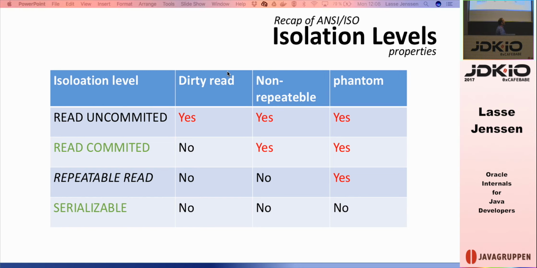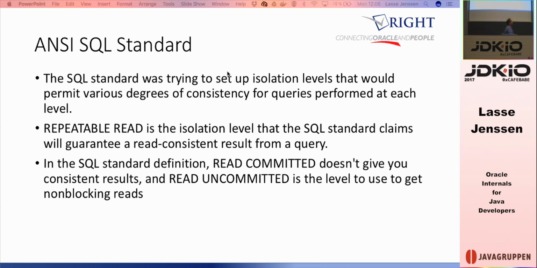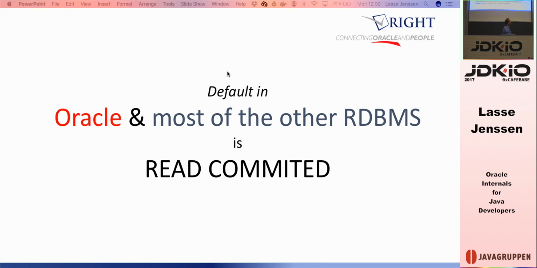But if you look at the standard, the standard tries to define different levels of isolation, giving different levels of consistency. And the standard says that it is the repeatable read that claims to be guaranteed consistent. What is default on Oracle? Let's just jump a little bit. It's read committed, which by the standard is not supposed to promise you a consistent read.